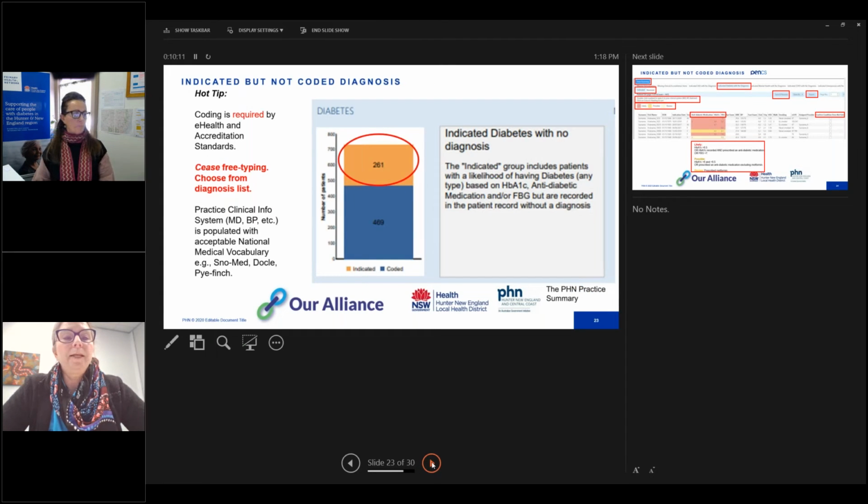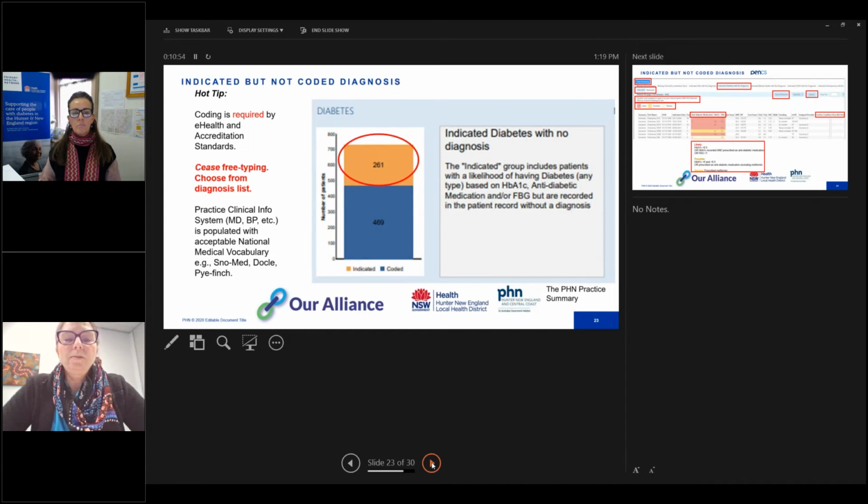This is quite important. Again, this is about patients that are indicated to have diabetes, but their disease is not coded in their record in the practice. Coding is required by eHealth standards and accreditation standards. Often the disease diagnosis is free typed rather than chosen from the diagnosis list. The diagnosis list is populated with acceptable national medical vocabulary, for example, in Medical Director and Best Practice. So it is required to actually choose from the list rather than free type.